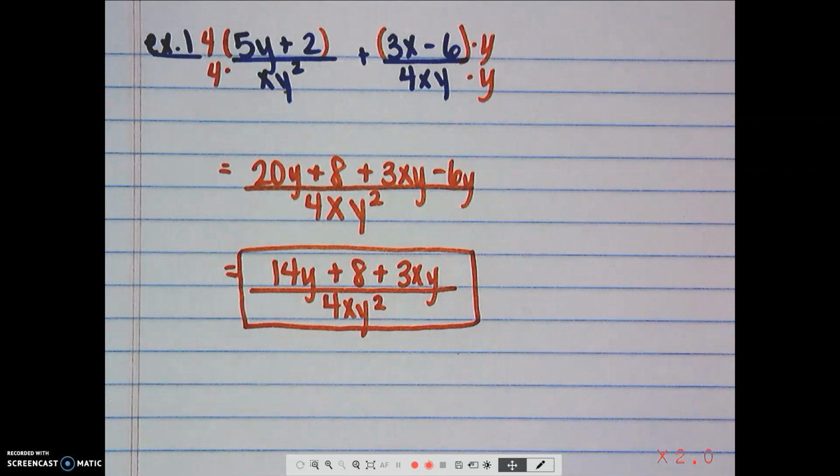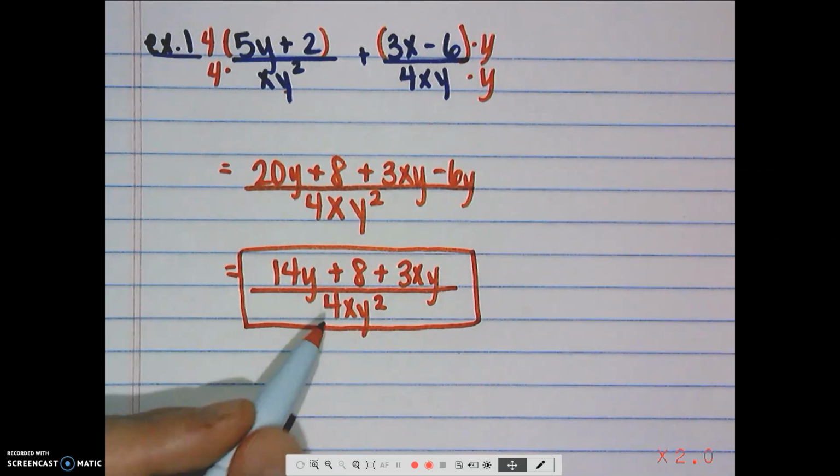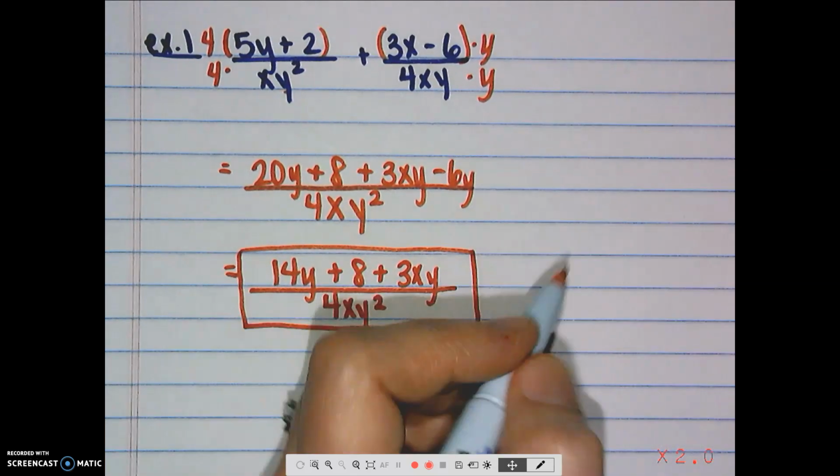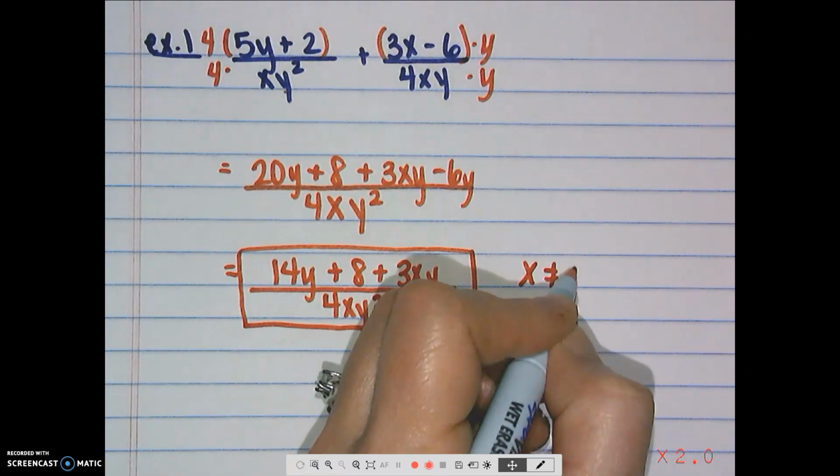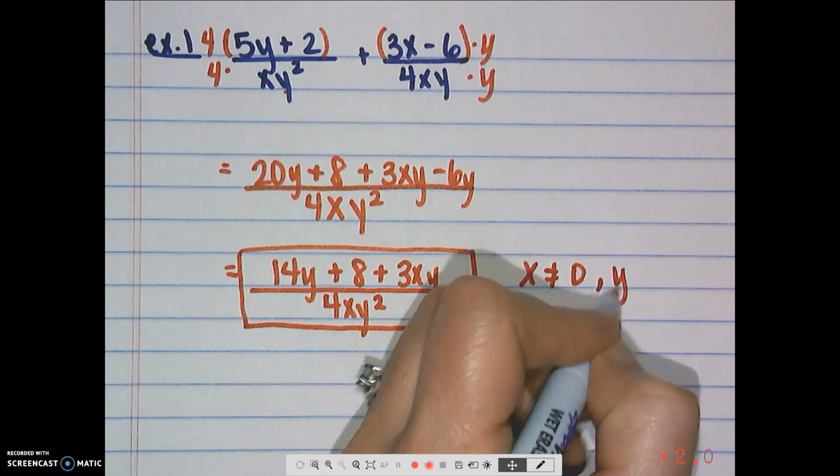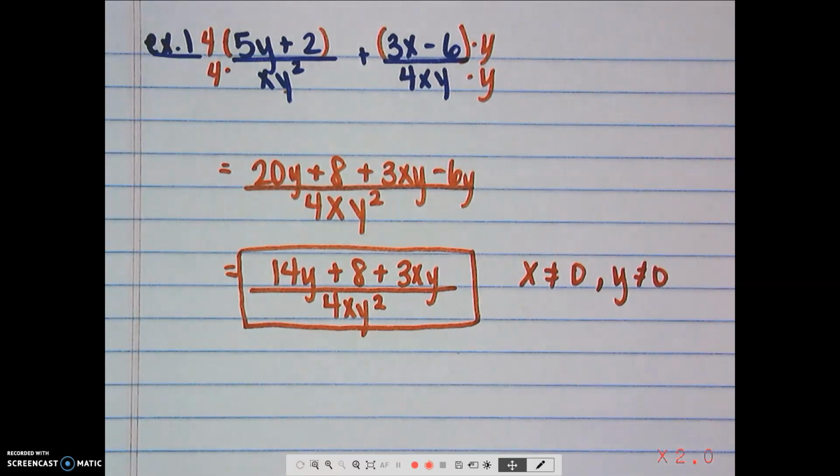And then we do also need restrictions. So with adding fractions, our restrictions are only going to come from the denominator. So since it's a monomial, we would have x can't equal 0 and y can't equal 0 as our two restrictions.